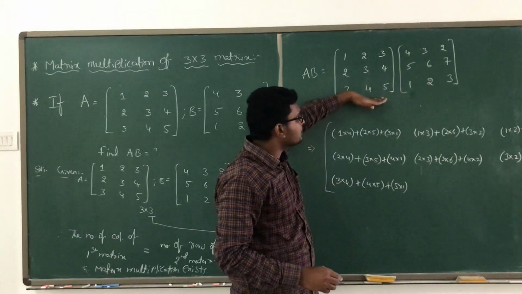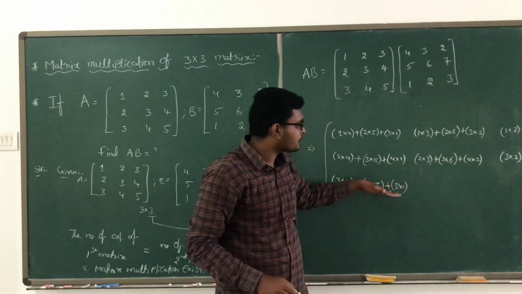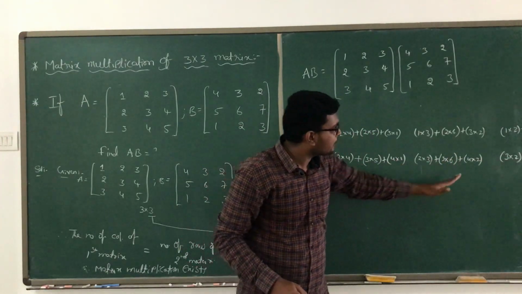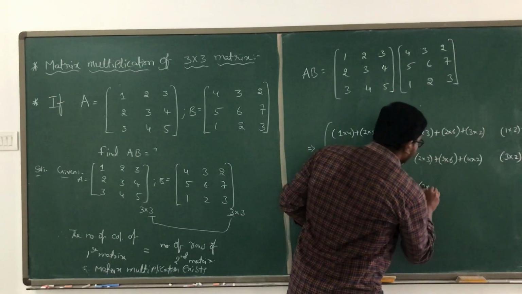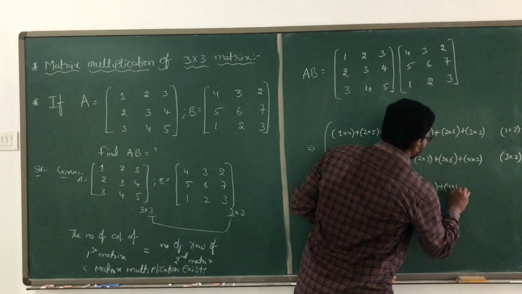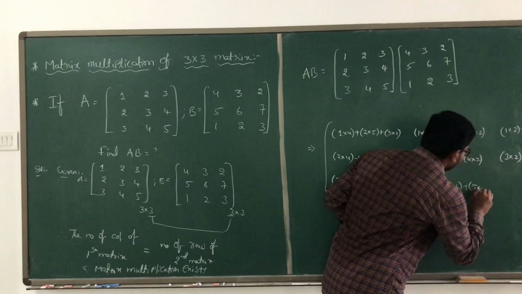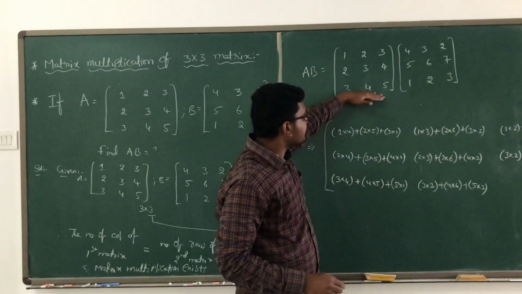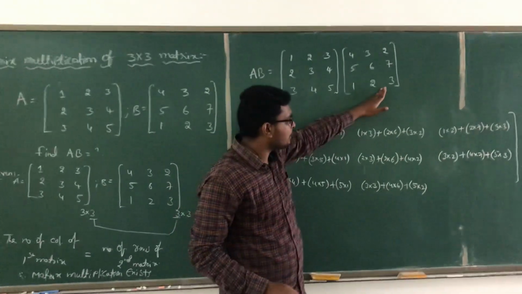Now we are moving to the third row, second column. As we are moving to the second column, here also see, third row, second column. Therefore, what are you going to get here? Tell me. 3 into 3 plus 4 into 6 plus 5 into 2. Now, have we completed the third row with the second column? See here, third row with the second column completed.